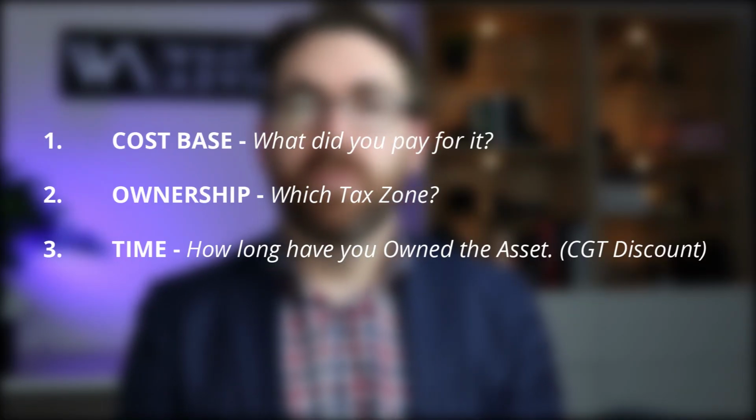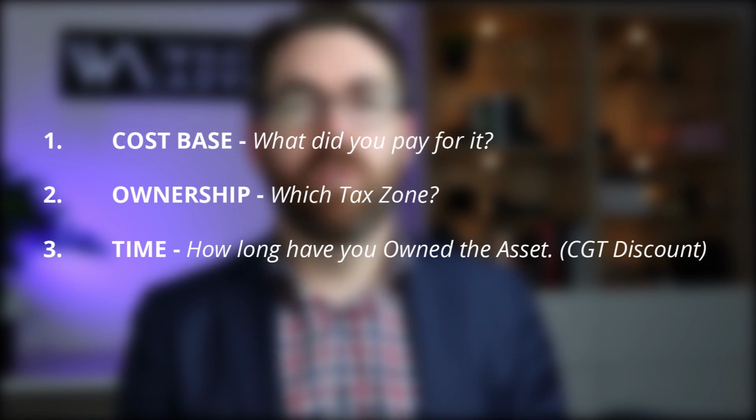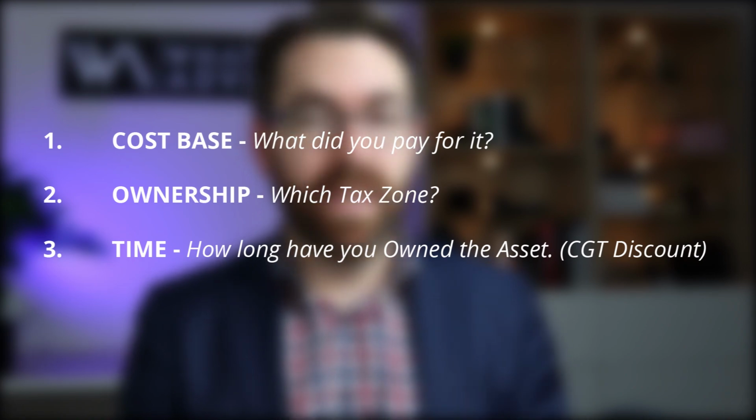So the property had a $170,000 increase, but we only paid $31,000 in tax, which is roughly 18%. So if you're trying to work out capital gains tax for yourself, just remember those 3 things. You've got to try to work out the cost base, what tax zone you're in and how much tax you're going to pay, and if you qualify for that over 12-month capital gains tax discount.